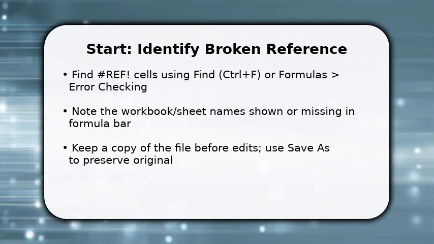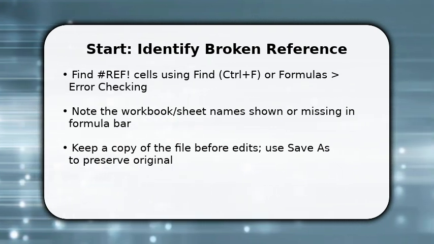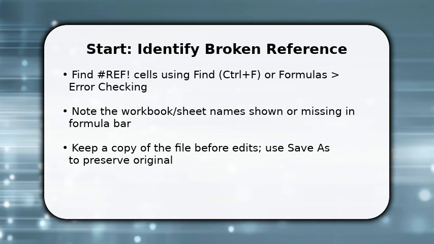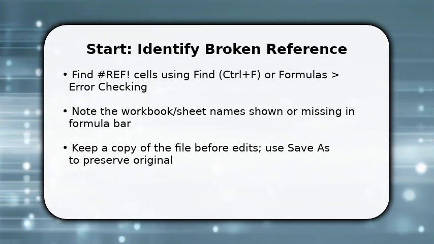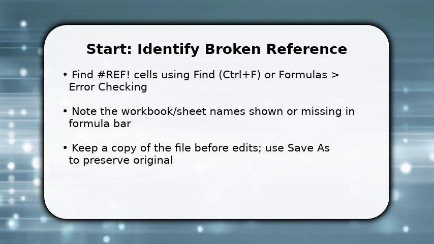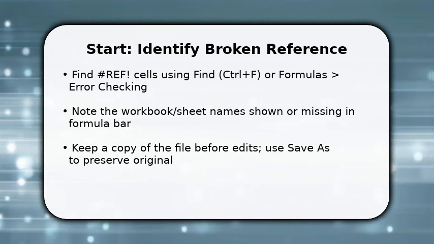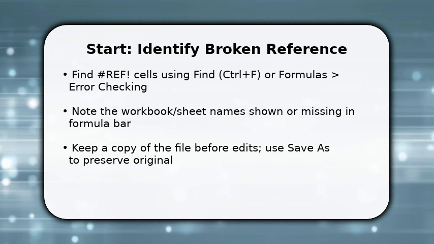Make a fast copy of the workbook with Save As so you can revert if needed. Once done, write down the exact referenced range shown and check if the source workbook is closed, moved, or renamed, because path changes often cause the issue.